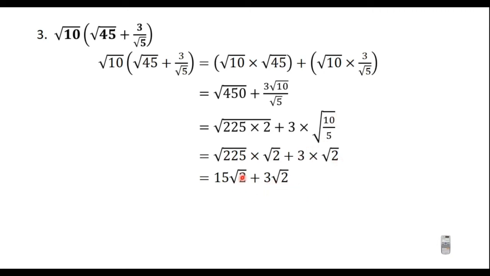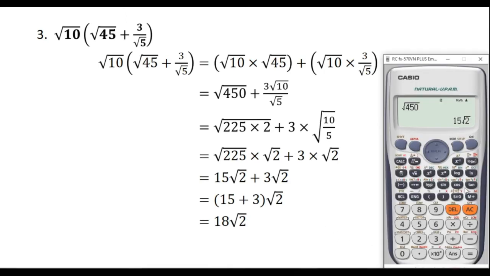So the numbers under the square root sign, here is 2, here is 2, so we can add. So we add 15 to 3 and we are going to get 18 root 2. Once again, you can also try this on your calculator, and you see that the calculator will give you the same answer as we have here.